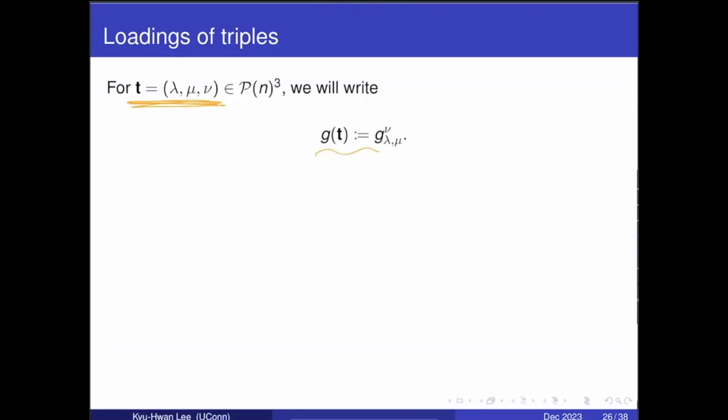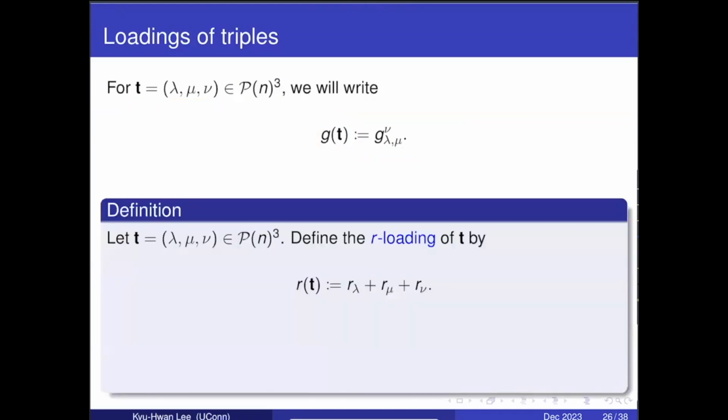And we are interested in Kronecker coefficients. So definitely we have to consider triples of partitions. So let us define loadings of triples. For a triple of partitions, we'll write G of t as a shorthand. It's not really simpler, but it's a more convenient way of writing the discussion from now on. So we'll use this notation.